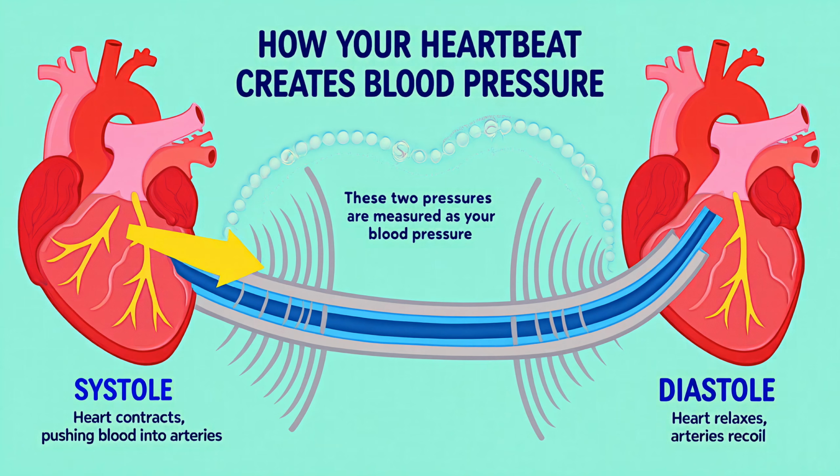Every second of your life, your arteries experience a repeating cycle of pressure. The pressure rises when the heart pushes blood forward. Then it falls while the heart relaxes and refills. Those two moments create the two numbers you see on a blood pressure reading.